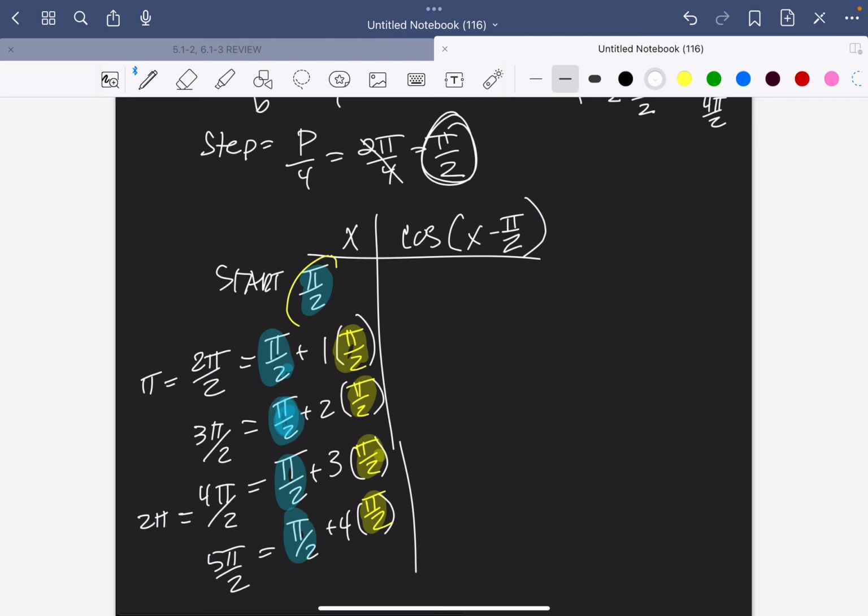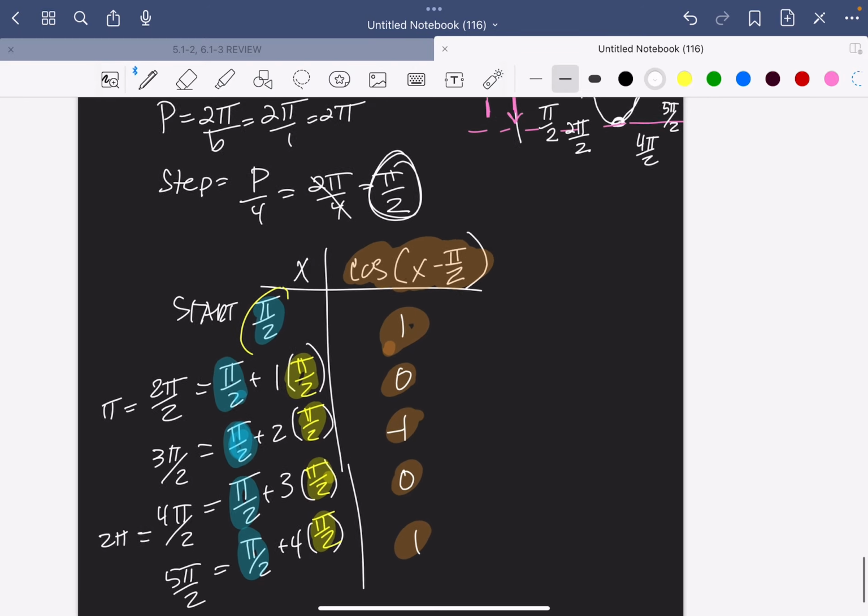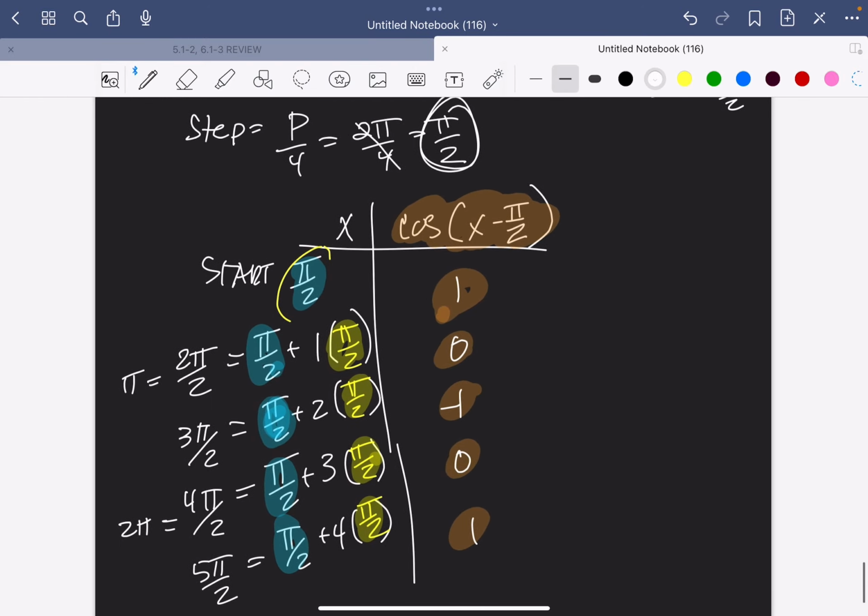Right? But then when we come over here and we look at this, what are my old values of cosine that pop out? My old values of cosine that pop out are 1, 0, negative 1, 0, and 1. And there you go. That's why the graph is what it is.